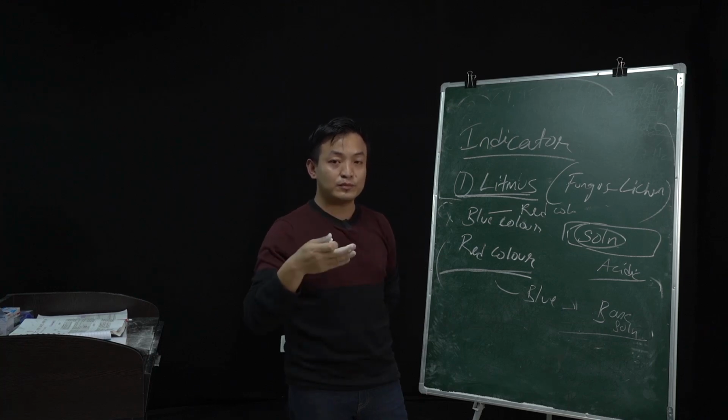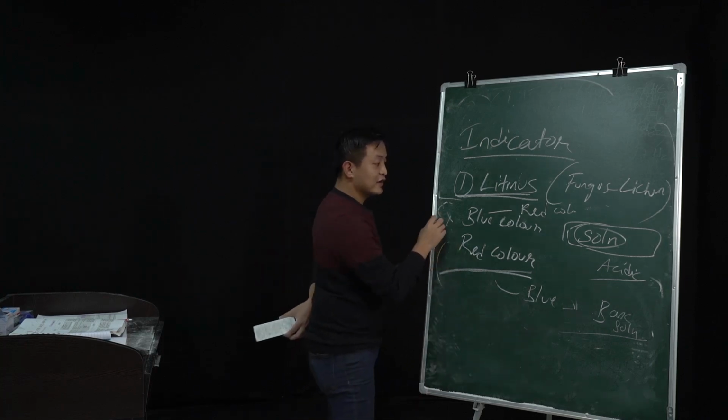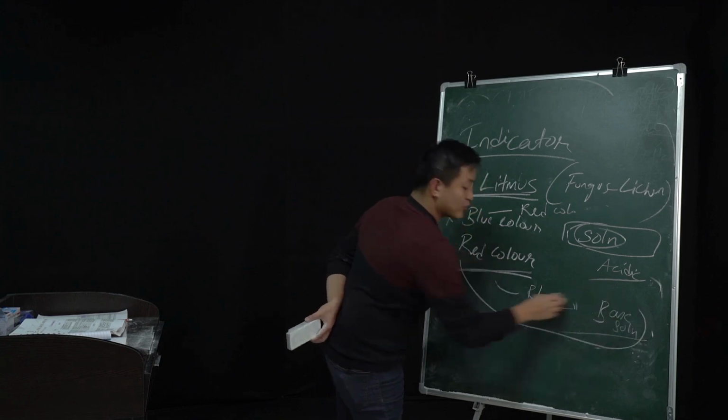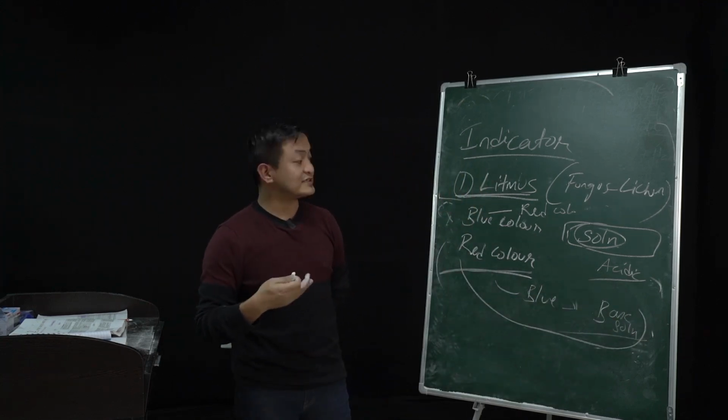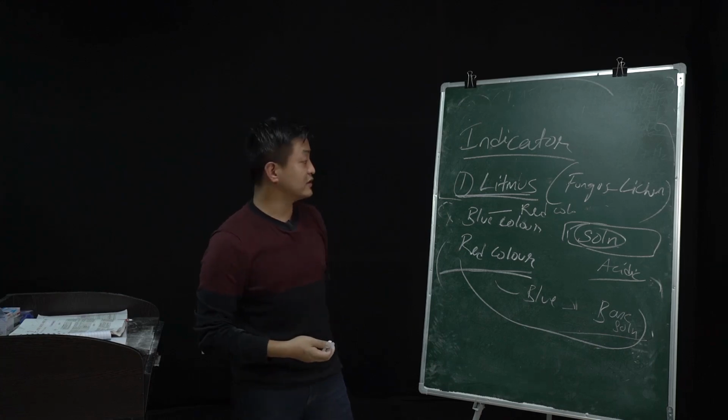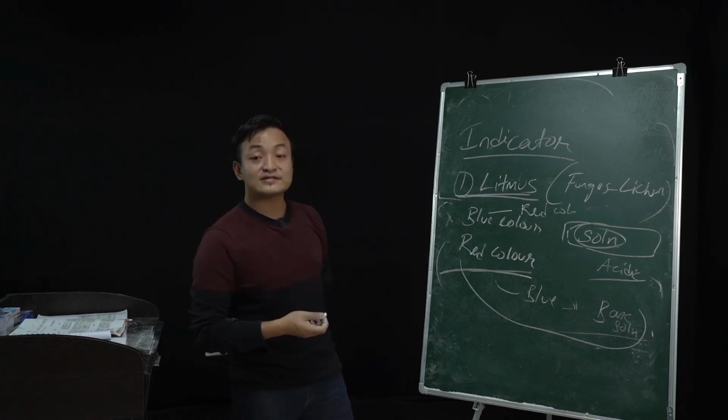B for blue, B for base. So don't get confused here. B for blue, B for base. So if red is changing to blue color, that is a basic solution. And blue changing to red, that is an acid solution.